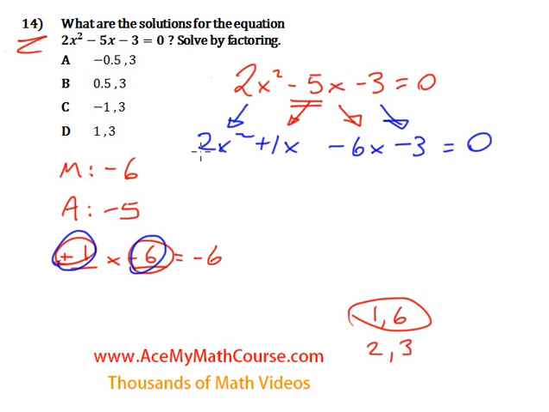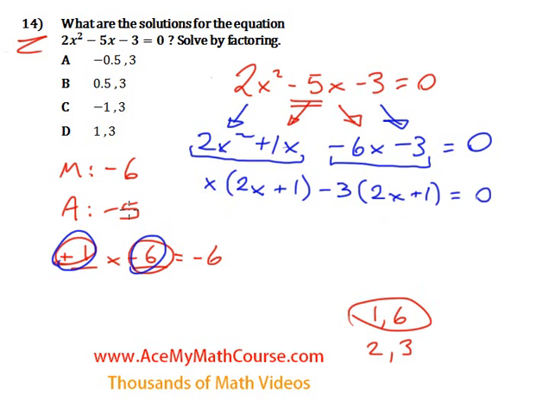Now we can pair these two numbers and those two numbers also. And I can factor out the common factor of 2x squared and x, which is just going to be x. 2x squared divided by x is just 2x. 1x divided by x is just 1. Now we have minus 6x minus 3. I can factor out a negative 3. Negative 6x divided by negative 3 is 2x. Negative 3 divided by negative 3, 1.